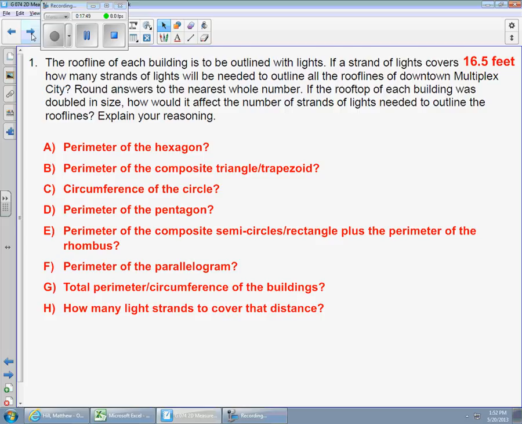After you do A through F, you will have the perimeters of all the different buildings. We're going to need to know a total perimeter of all the buildings so we can answer the question. So G says, let's add them all up and get our total perimeter and circumference. And then H is, how many light strands does it take to cover that distance? However big that number is on perimeter, we're going to start hacking away at it at 16.5 feet. Take away 16.5, take away 16.5, over and over again until the building gets covered. Well, that's a division question. So whatever your perimeter is divided by 16.5 feet per light strand should tell you how many light strands it's going to take to answer the question.